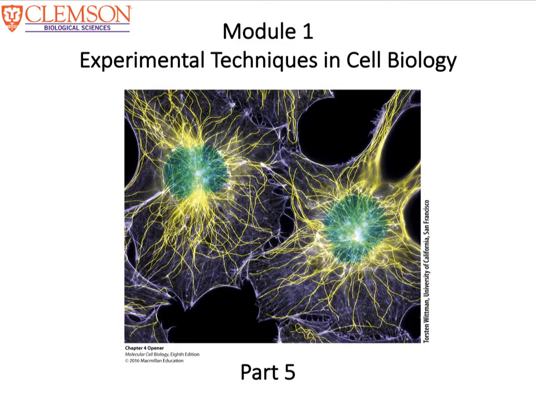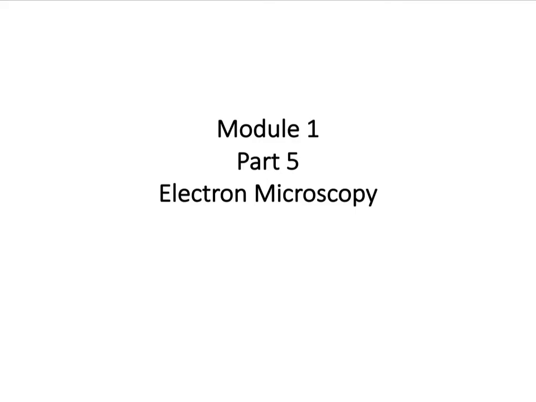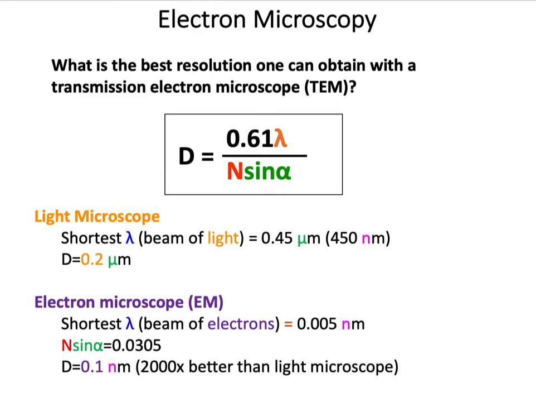Module 1, Part 5. In Part 5 of Module 1, we are going to talk about electron microscopy. So far, the discussions have been light microscopy and variations on light microscopy. Our beam of radiation was light. Now I want to switch to electron microscopy, where the beam of radiation is electrons and where the wavelength of a beam of electrons is substantially smaller than the wavelength of light, producing a spectacular resolution with the electron microscope.